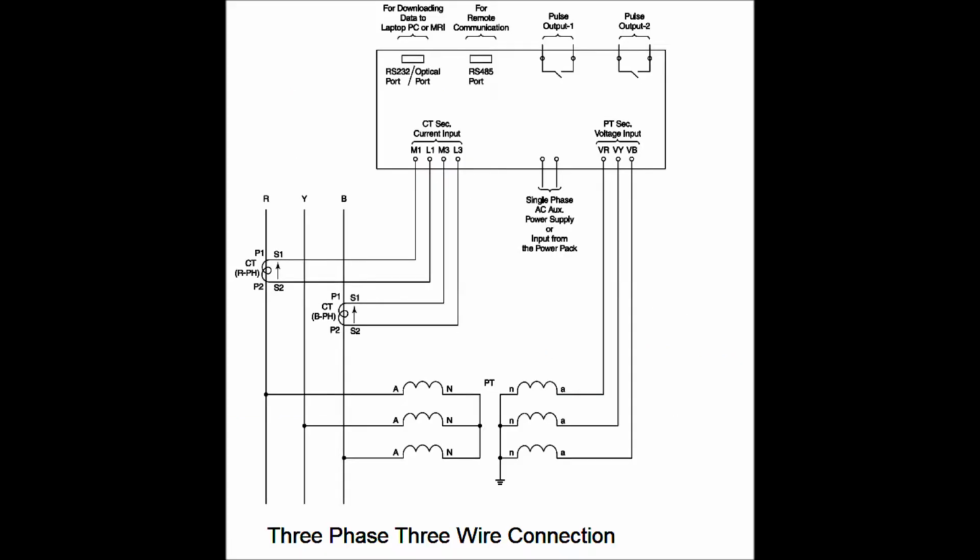The 3-phase 3-wire connection for the energy meter has been shown in this diagram. It is called 3-wire because only 3 phases of PT are taken and connected to the energy meter. Here neutral is not taken into the energy meter, and for CT connection only 2 phases are taken, that is, red and blue phase. How the energy is calculated in this energy meter will be shown in the next slide.